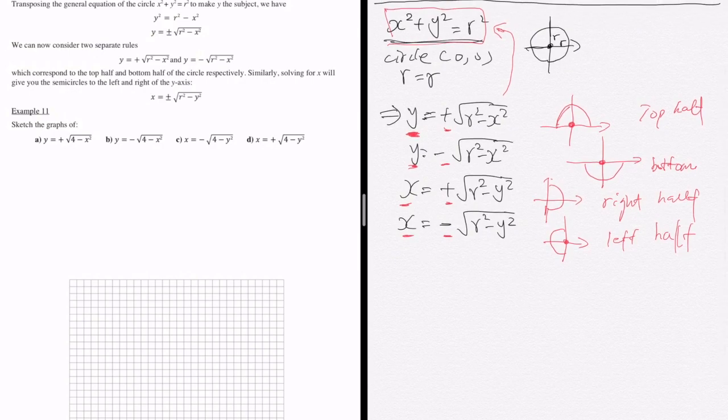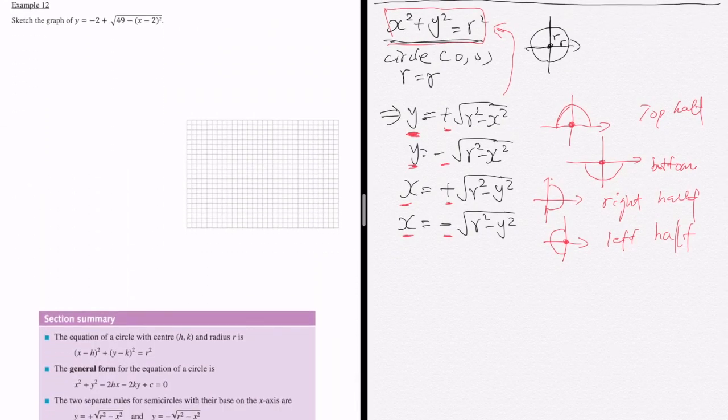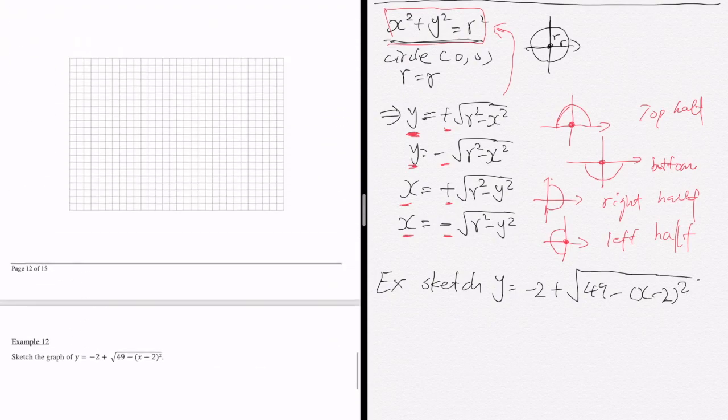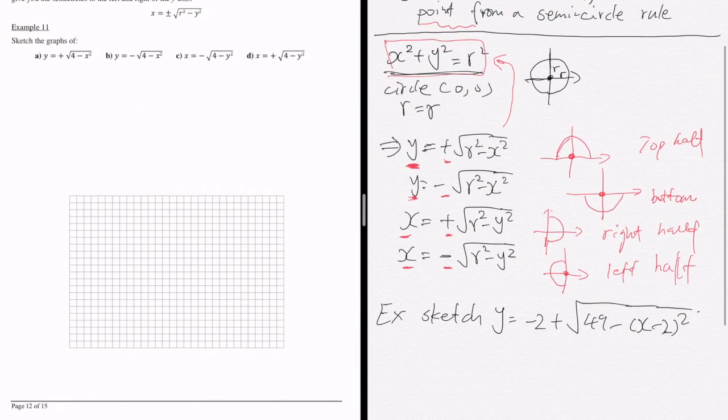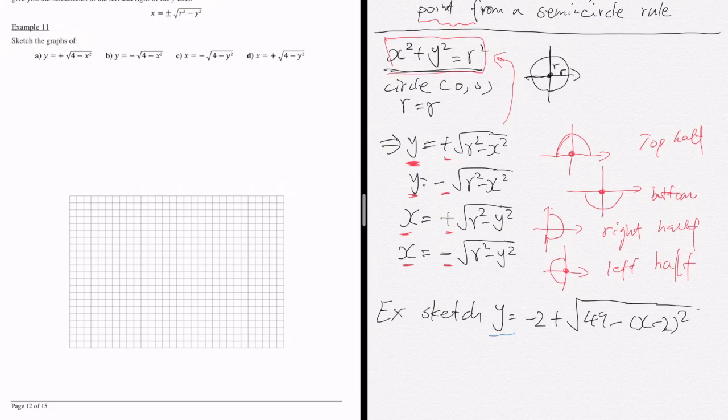Now if we go to example 12, I want to sketch y is equal to negative 2 plus square root of 49 minus (x minus 2) squared. Now guys, if you have a look, this one doesn't look like any of these. When we see something like this, we know the origin is our center point. But for this one, how do we identify our center point?